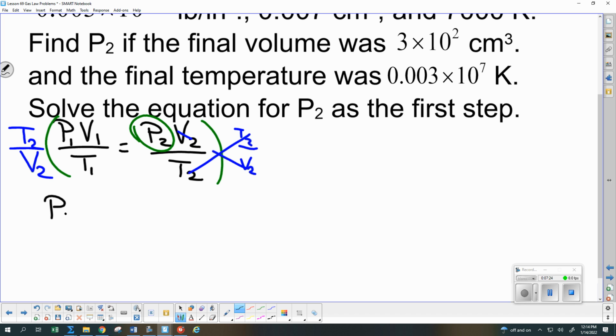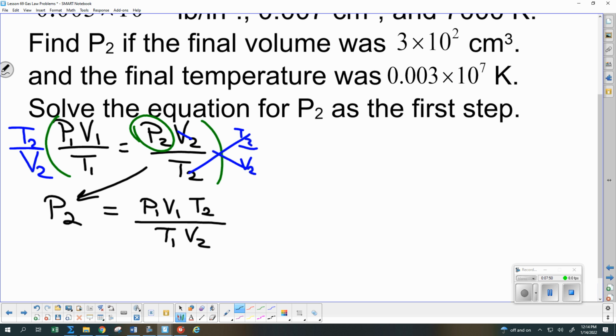So that means that my formula is, and it doesn't really matter what order you put this in, but I'm going to move my P2 over to the left. I had just P2 on the right, but I like to start with variable equals, just one of my quirks. And then on the other side, I now have P1, V1, T2. The order does not matter. And T1, V2. Did I get that right?